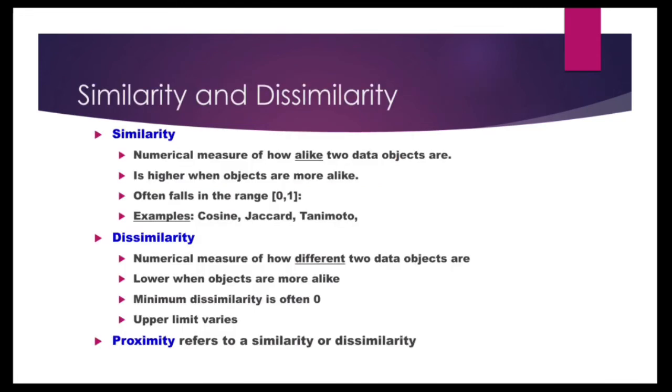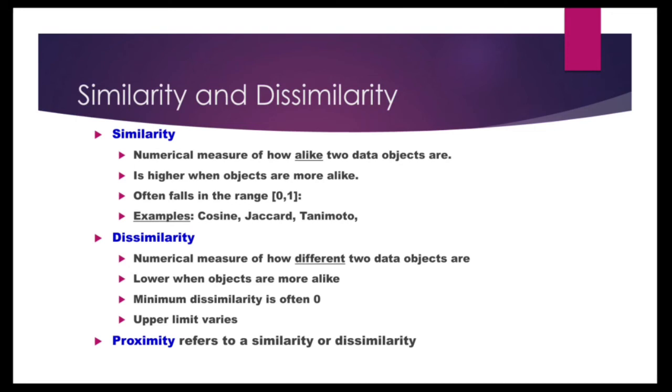Now, similarity is a numerical measure of how alike two data objects are. It is higher when objects are more alike. It often falls in the range of zero to one. Examples: cosine, Jaccard, and Tanimoto.